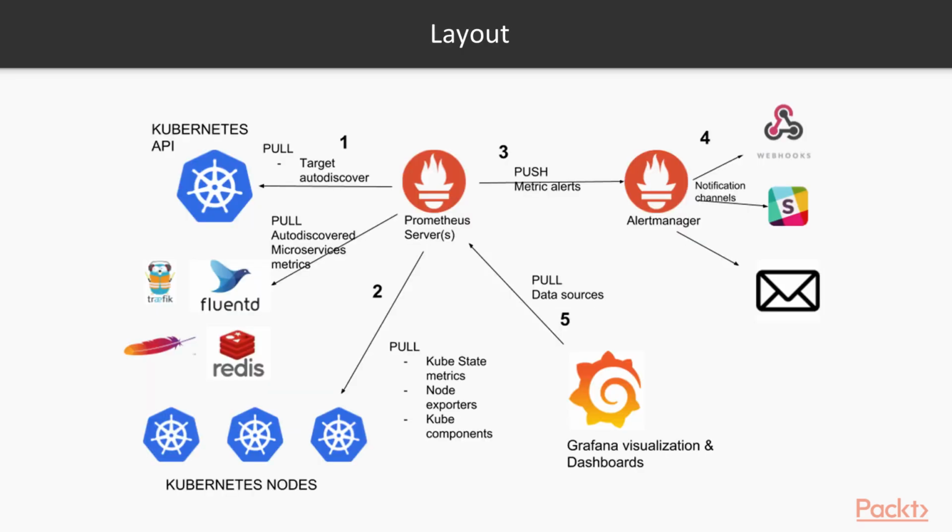So, Prometheus is Sparta in the web. If you have the Prometheus server, it pulls from the Kubernetes API. It auto-discovers all the objects. It pulls all the information, for example, from Traefik, Fluentd, Apache or Redis. It pulls all the information of the Kubernetes nodes and all the Kubernetes components. You can put all the information on Grafana. I will show Grafana in the next video. Or you can also push it to Alertmanager, which can connect to webhooks or Slack or email. So it's really Sparta in the web.